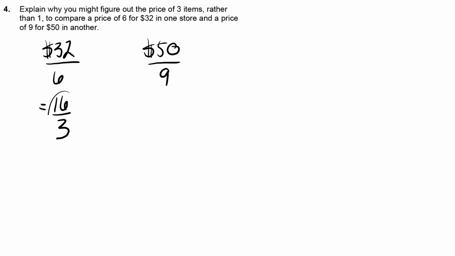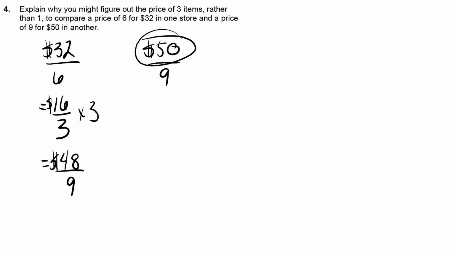However, once I've figured out that this is $16 for 3, I know now to get the price for 9, I just have to multiply that by 3. So I'm doing 3 times 16, and that's going to give me this price for 9. So that would be 3 times 16 is 48. So $48 for 9. But over here, we've got $50 for 9. So clearly, the 6 for $32 is less expensive.